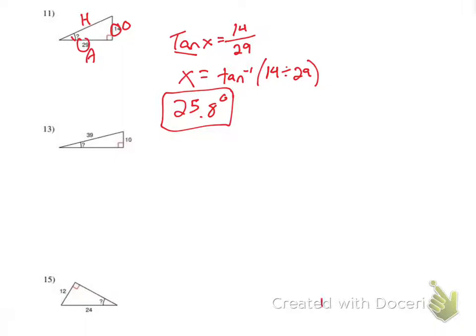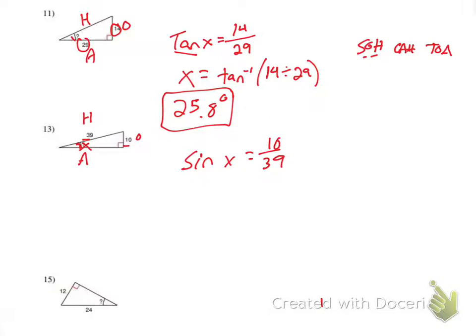13. I know this is my hypotenuse. If this is my angle, this is the opposite, this is the adjacent. So what's given to me is the opposite and the hypotenuse. SOHCAHTOA, I'm given the opposite and the hypotenuse, so it's going to be sine. So sine x, because we don't know what this angle is, so we're just calling it x, is going to be equal to opposite over hypotenuse, so that'd be 10 over 39.